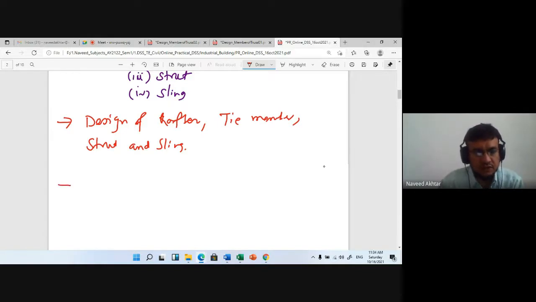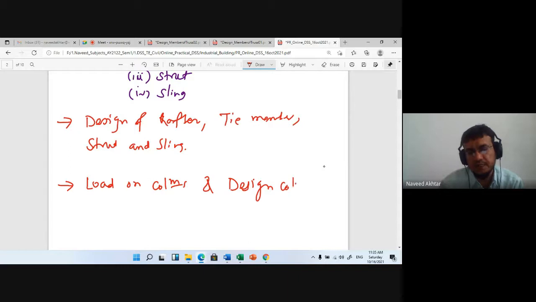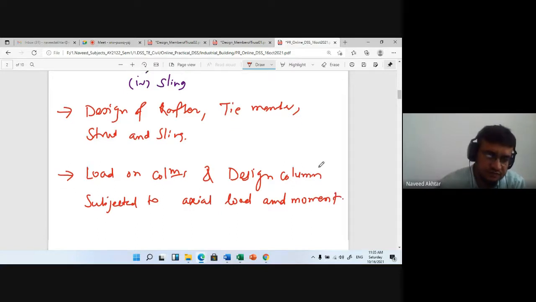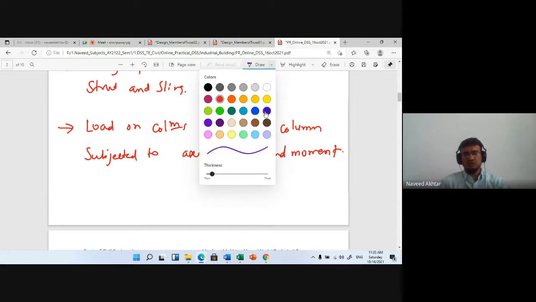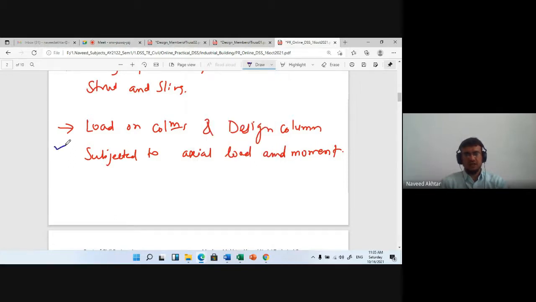Now we have to find out load on columns and design of column subjected to axial load and moment. Axial load and moment. This remains. This is what you are writing now.